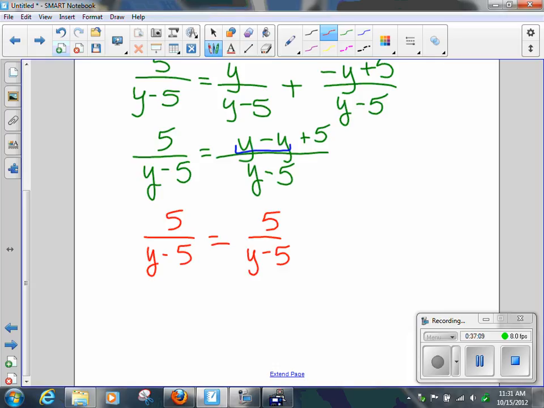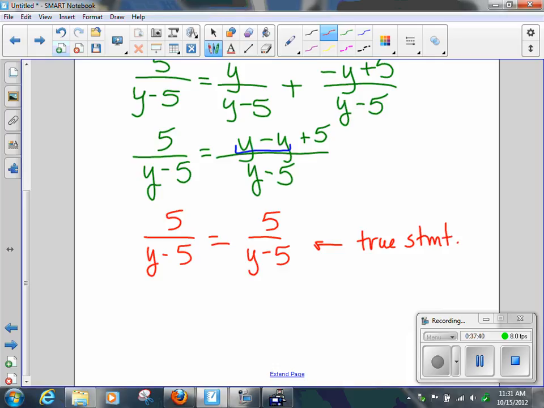Anybody seen anything? Can't really go from there. Why? It's something equal to itself, isn't it? Is that a true statement? Is 5 over y minus 5 equal to 5 over y minus 5? Yeah. Even if you didn't see it, this is a true statement. STMT is how I abbreviate statement.